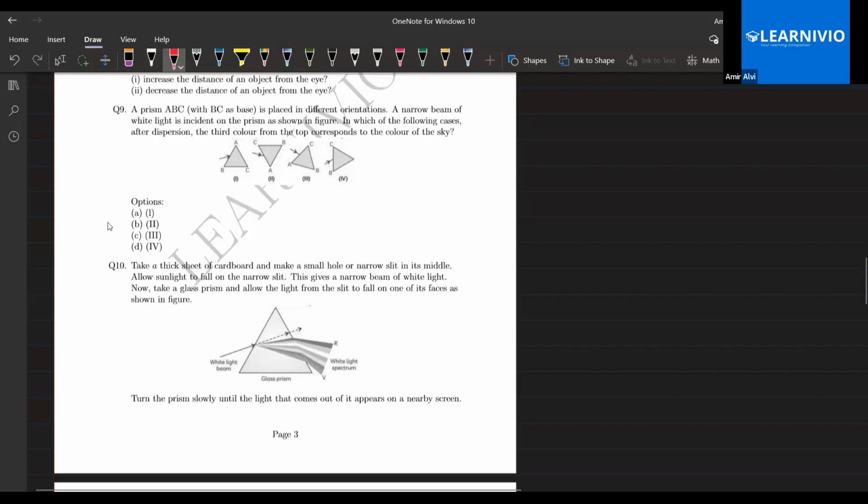The option would be B, because the view should be from the top. So that's why. Okay. Clear, all of you? Yes.